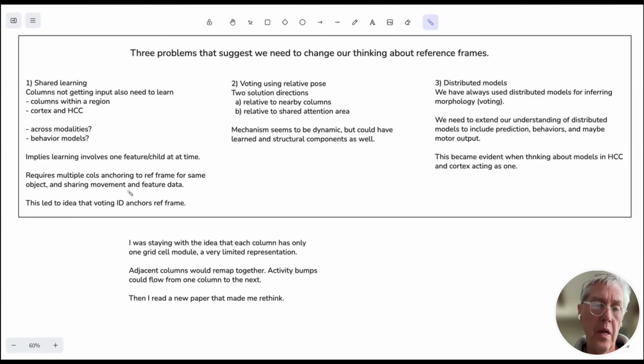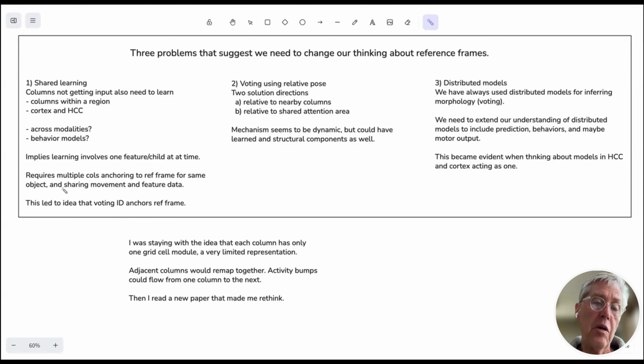So, in this little paragraph here, I say it requires multiple columns anchoring to a reference frame for some object and sharing movement and feature data. So you need to somehow share the feature data as well. Like if we're all learning, and I say, oh, I've detected this 45-degree edge here at this location. So every column in theory has to be anchored to the same object reference frame, at least their version of it. And they'd have to know, oh, what is the feature and what location am I in?